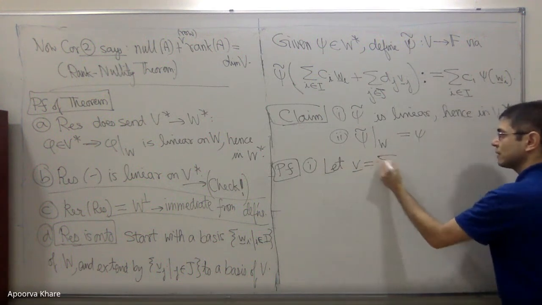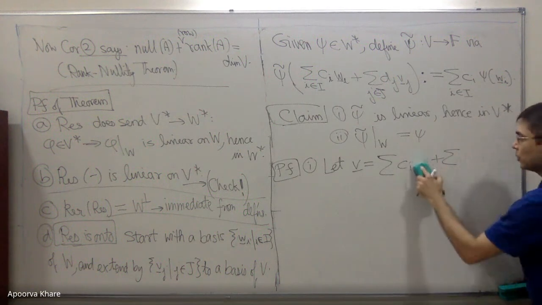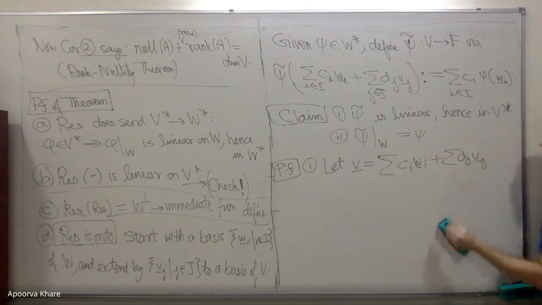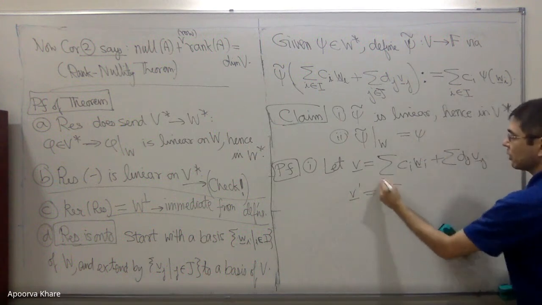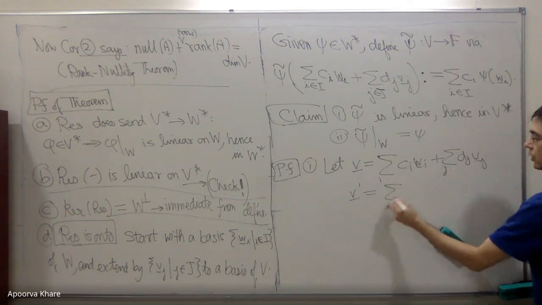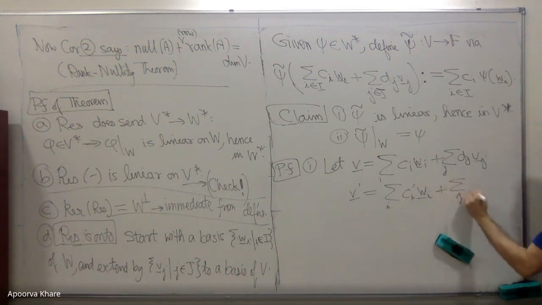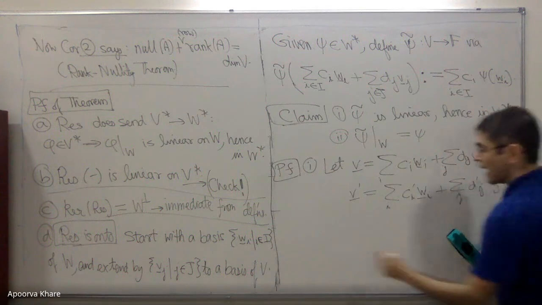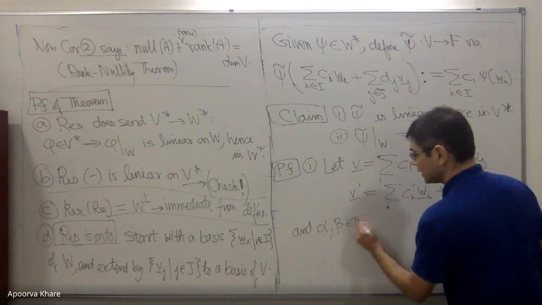So suppose v equals summation c_i v_i plus summation d_j w_j, and v prime equals summation c prime i w_i plus summation d prime j w_j v_j. I'm not even writing down what these i and j go from. The understanding always is that all sums are finite, obviously. And alpha, beta. I'm using c and d so that we use alpha, beta as scalars.